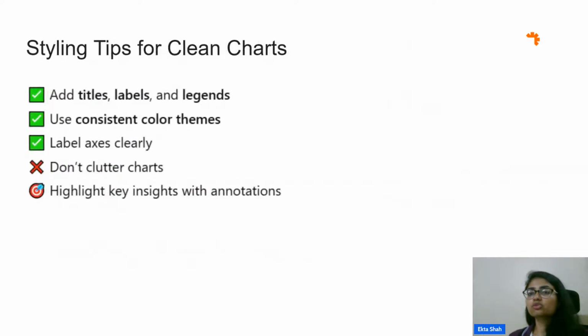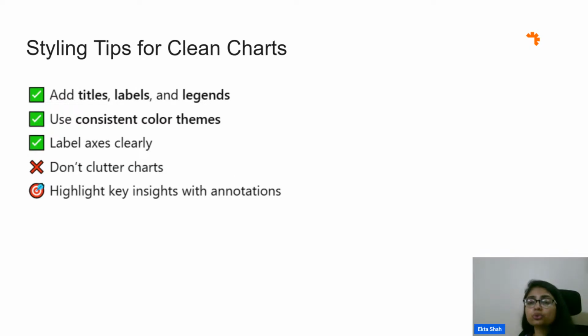Okay. So some styling tips for your clean chart. What you can always do is add some titles, some labels and legends so that it's readable. Then use consistent color themes. The same kind of color theme can be used across your presentation, across your PDF, however it might be. Then you can label your axes clearly, that this is my x-axis, this is my y-axis. But please don't clutter charts.